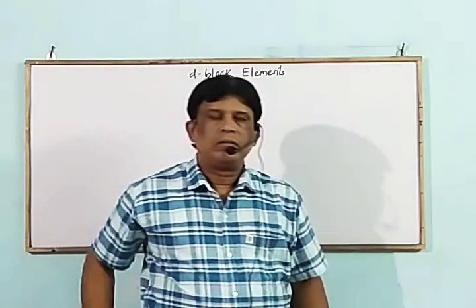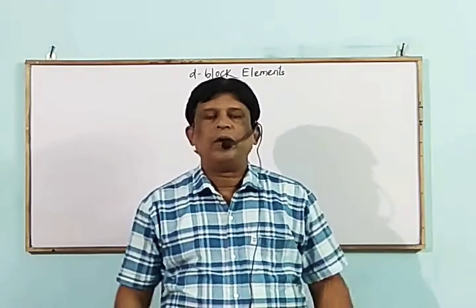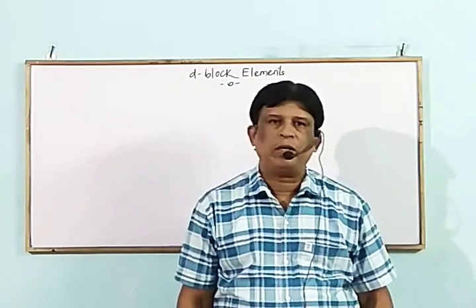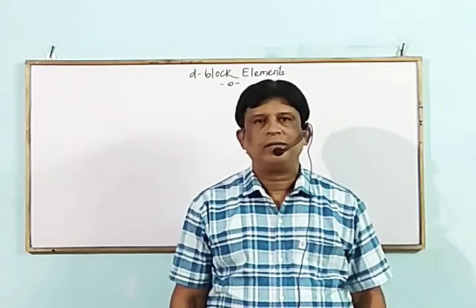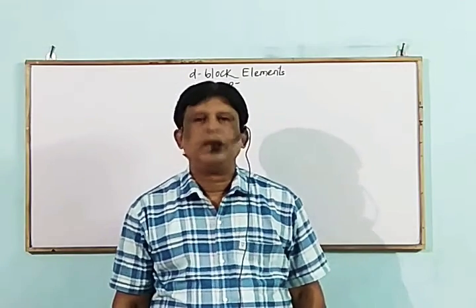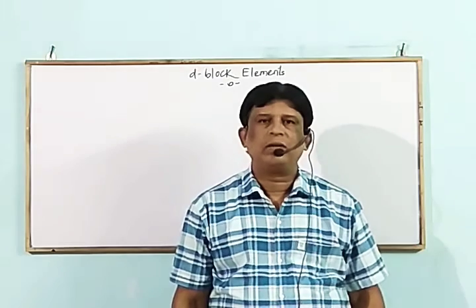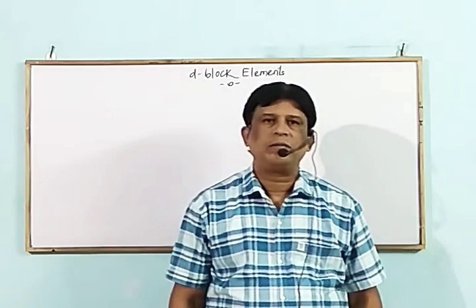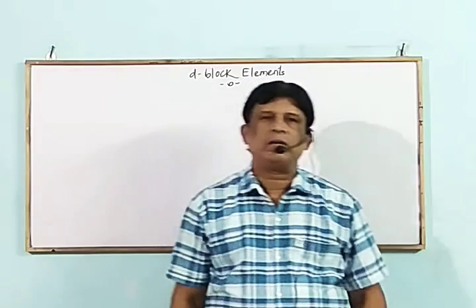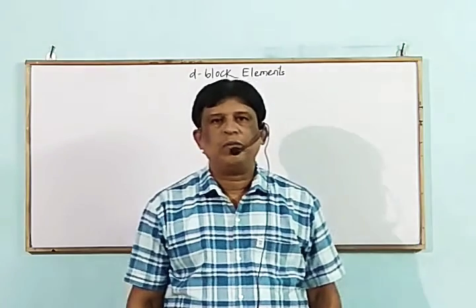In this chapter, I will try to complete the introduction part about the D block, then some important periodic properties like atomic radii, ionic radii, ionization energy, metallic character, variable oxidation nature, complex formation nature, color formation nature, alloy formation nature, acting as a good catalyst, and the last one is the formation of interstitial compounds.